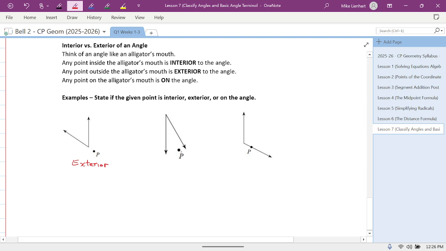On the second example, point P appears to be inside the angle, so I'm going to call that interior. This last example, I notice point P is on this ray of the angle. So it's not inside the angle. It's not anywhere outside the angle. On this one, I would say it is on the angle.